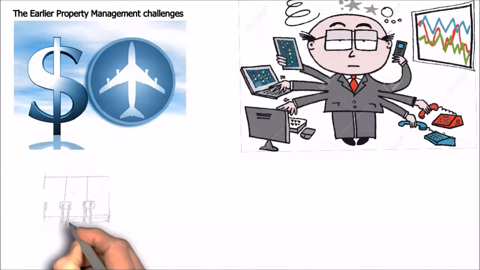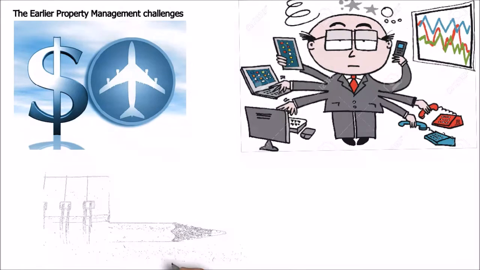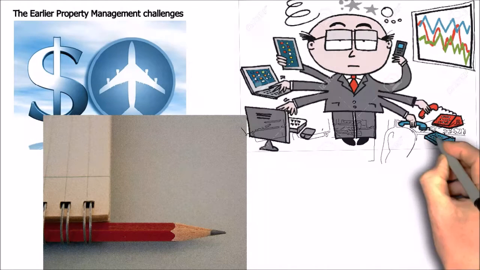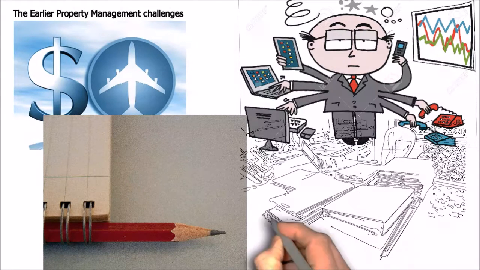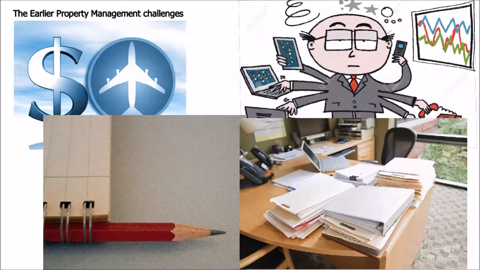Excel sheets and notebooks resulted in chaotic property management. There was a loss of bookings and overbookings due to sync issues. Data loss was due to manual dependency.